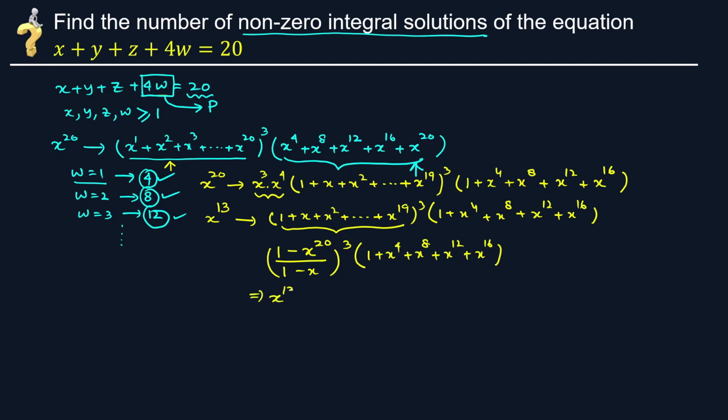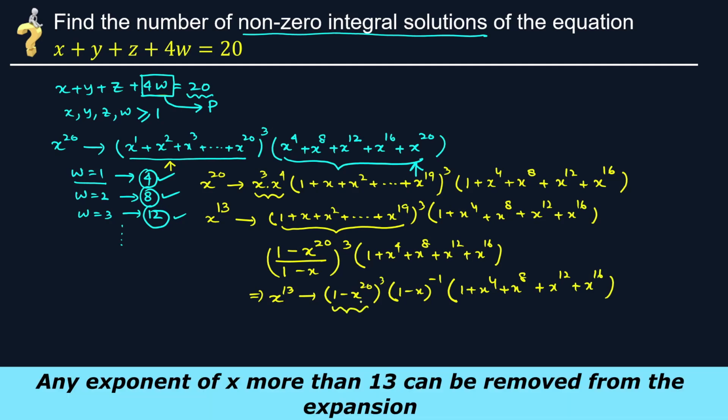We have to find out the coefficient of x to the power 13 in (1 minus x to the power 20) whole cube into (1 minus x) whole to the power minus 1 into (1 plus x to the power 4 plus x to the power 8 plus x to the power 12 plus x to the power 16). Now, since there is x to the power 20, no need to expand this. Even if you expand, the only thing that I will consider is 1, because the other exponents will be more than 13 in this expansion, right? So I am only taking 1.